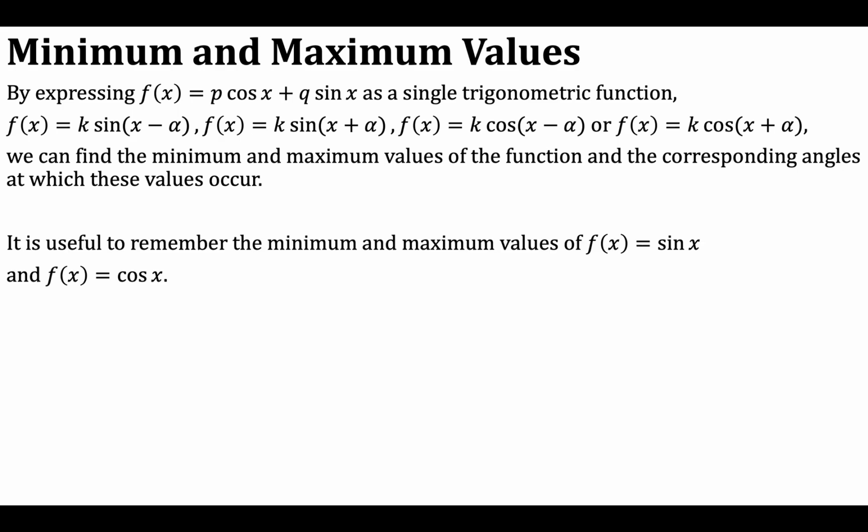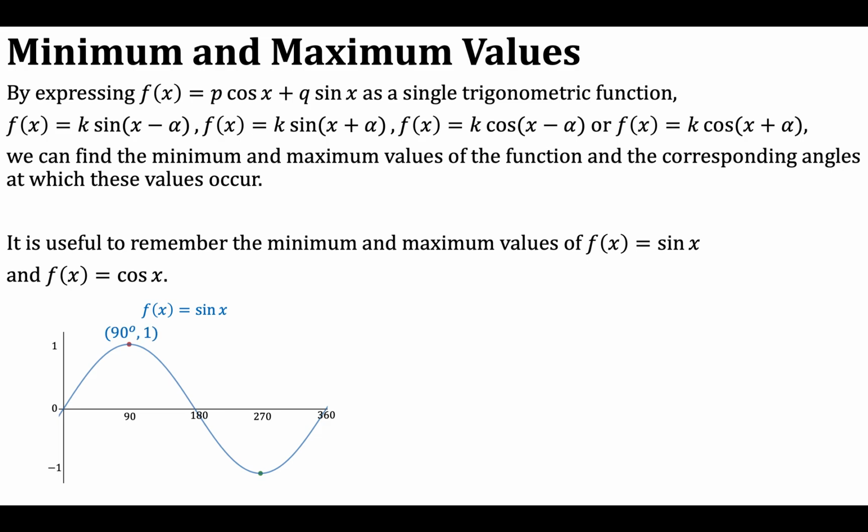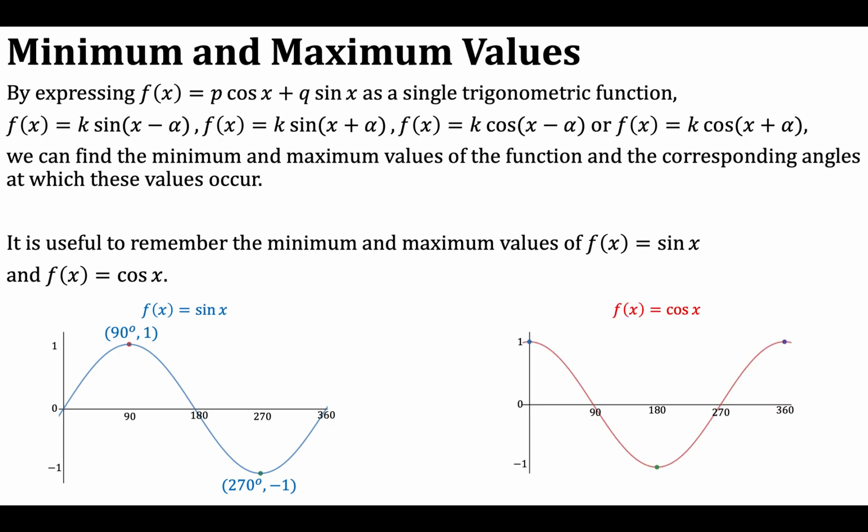Because of that, it's really useful to remember the minimum and maximum values of f of x equals sin x and f of x equals cos x. So we'll look at those first. If we start with f of x equals sin x, we can see that there's a maximum value at the point 90, 1, and a minimum value at 270, negative 1. If we look at the graph of f of x equals cos x, we have maximum values at 0, 1, and 360, 1. And we have a minimum value at 180, negative 1.